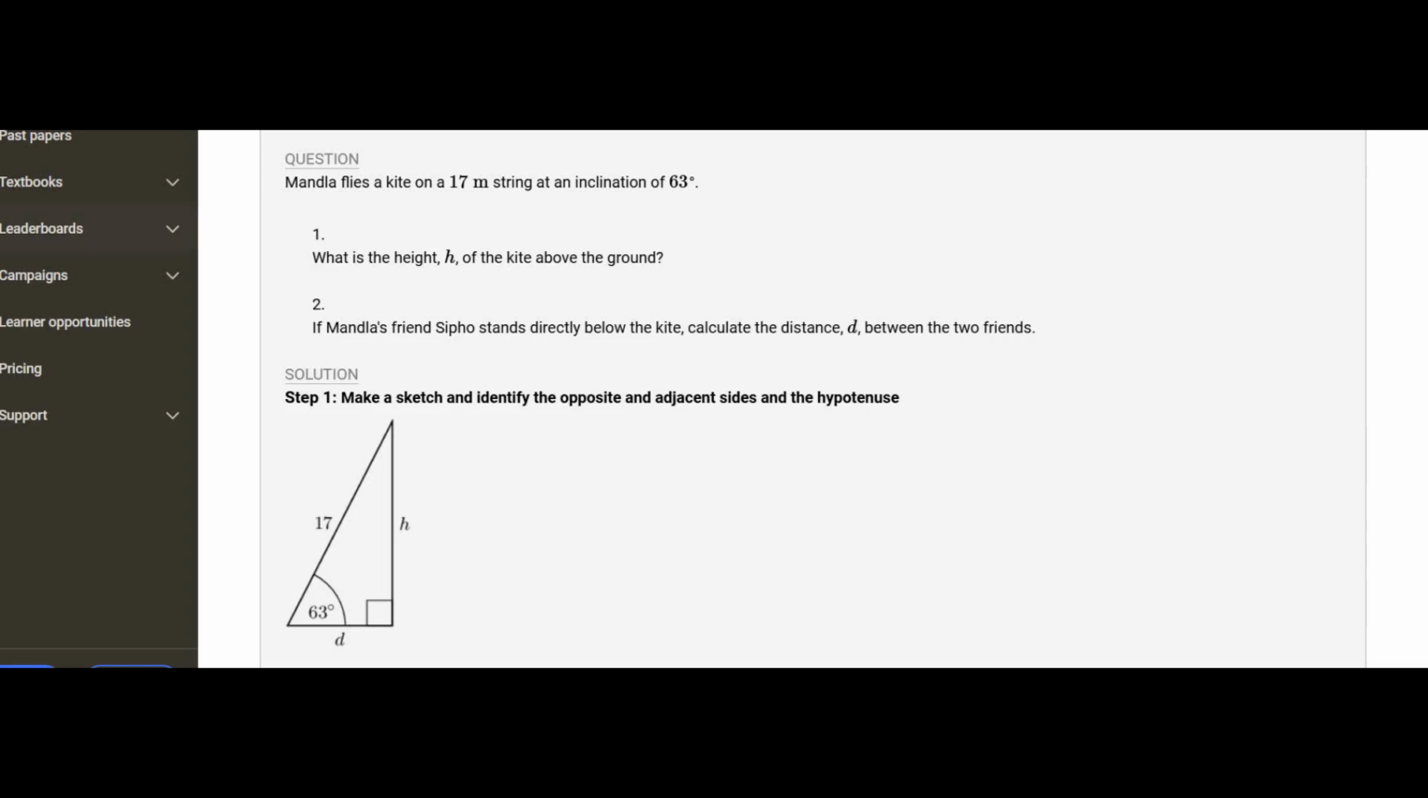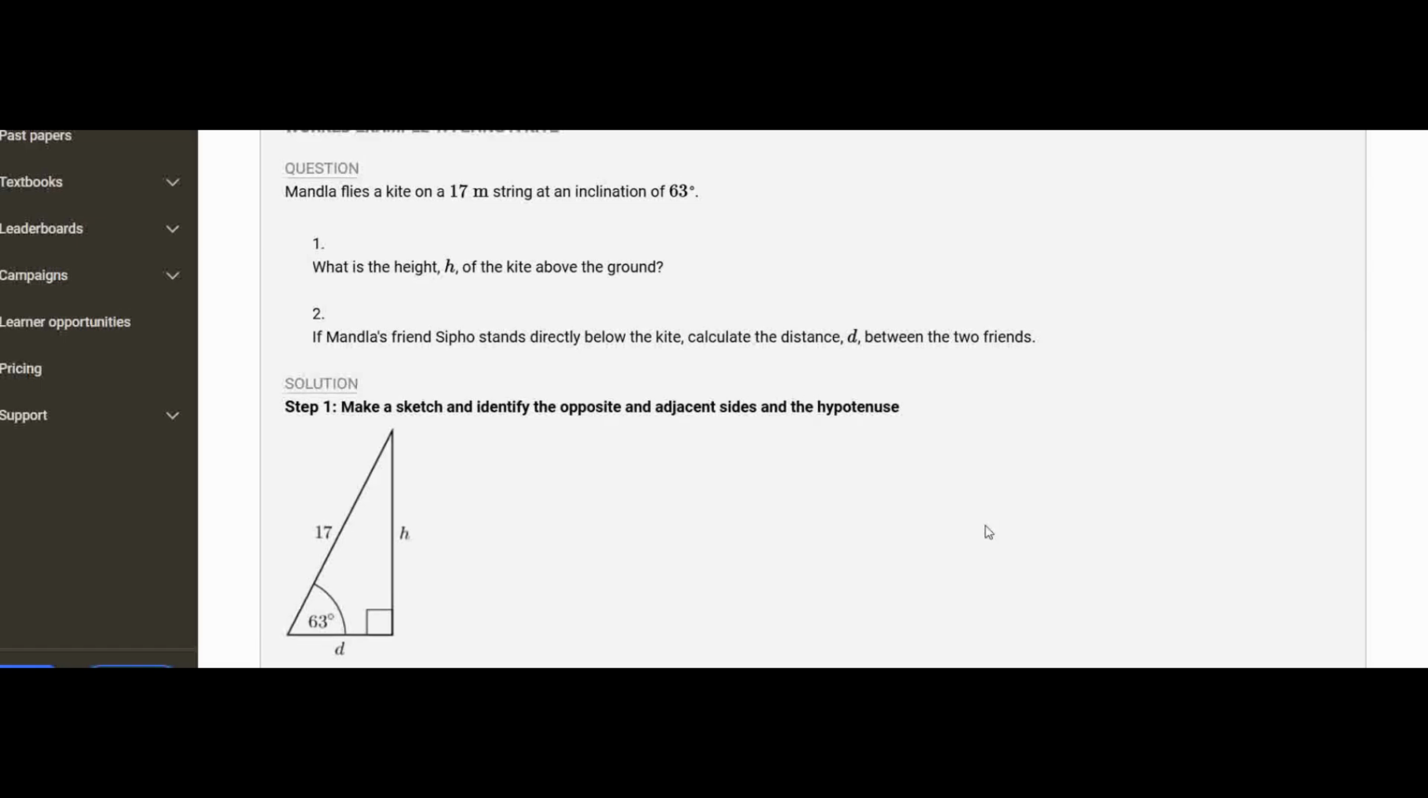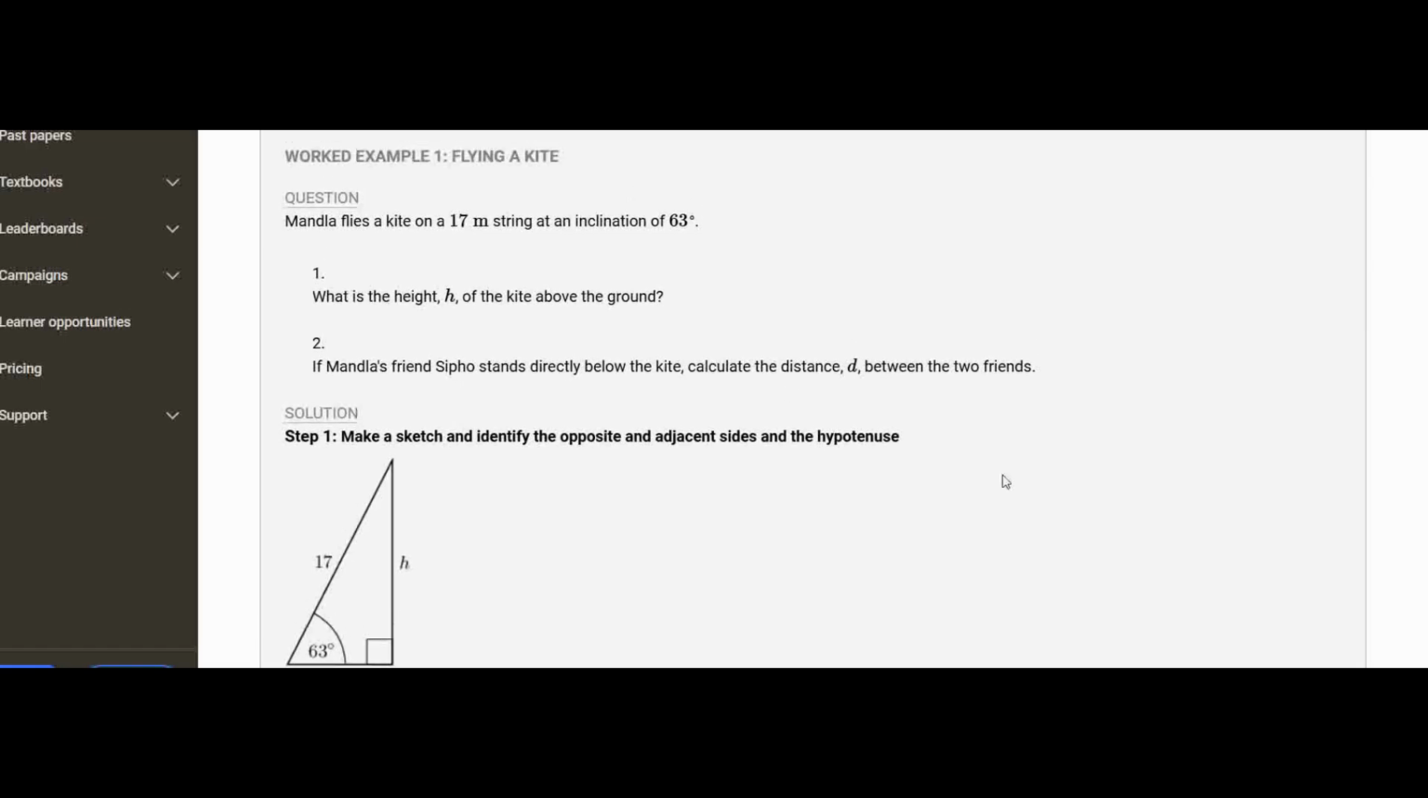This is the textbook that we are currently making use of. It is a free online textbook that is quite useful. So this is Siyavula. Let's read the example together and then we can discuss it momentarily.